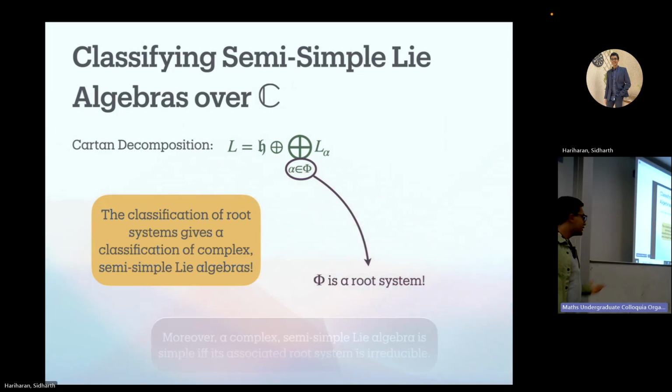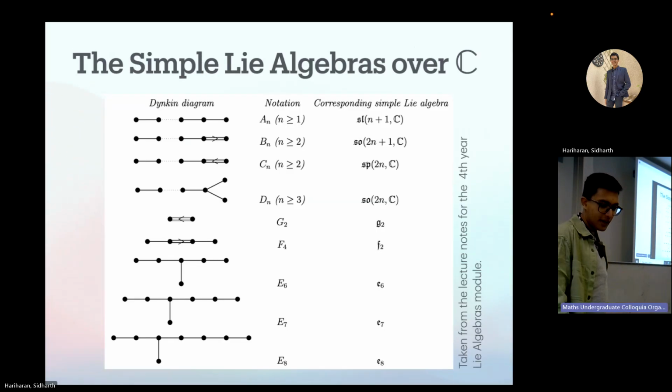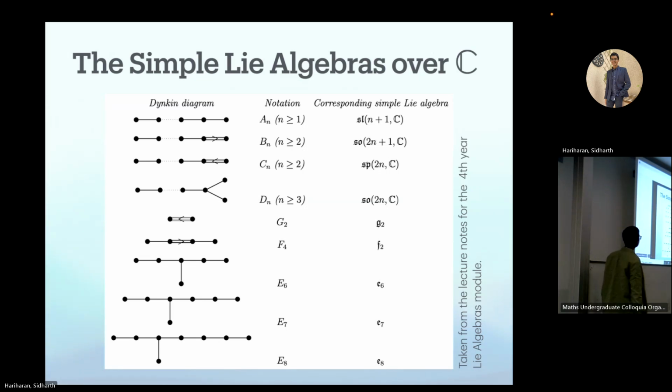Moreover, a semi-simple Lie algebra over the complex numbers is simple if and only if the associated root system is irreducible. And we have seen the classification of irreducible root systems in this talk. So you have some cool facts there. This is a list of the complex simple algebras. I think I should also include a crystallographic edition, but yeah.